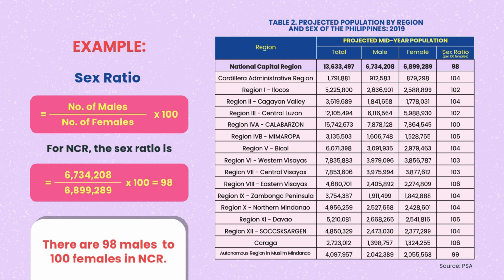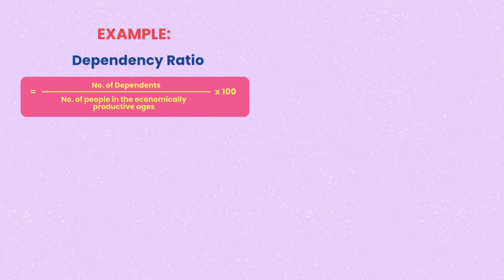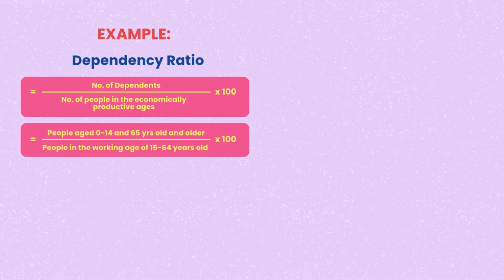Let us have another example. This time, we look at the dependency ratio. The dependency ratio is computed as follows. The number of dependents divided by the number of people in the economically productive ages, multiplied by 100. When we say number of dependents, those are the people aged 0 to 14 and 65 years old and older. Then, we divide it by the number of people in the working age of 15 to 64 years old, multiplied by 100 as the base.